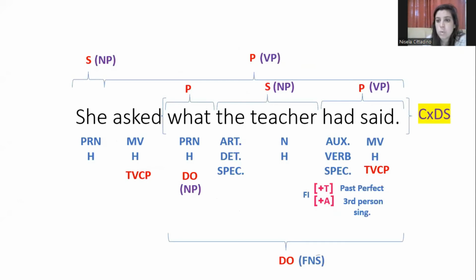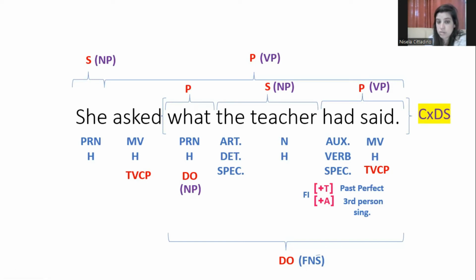She asked what the teacher had said. She is the subject, asked what the teacher had said is the predicate. She is the noun phrase, the predicate is the verb phrase. Let us identify the relative clause. It begins with a WH word, what the teacher had said. That's the relative clause.